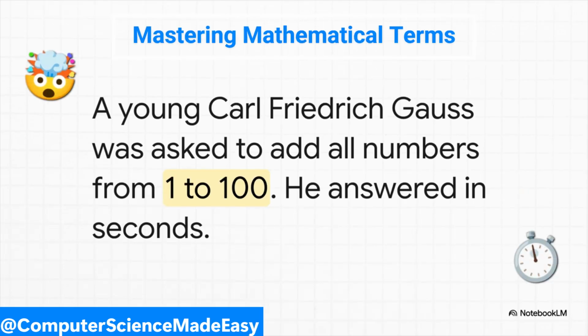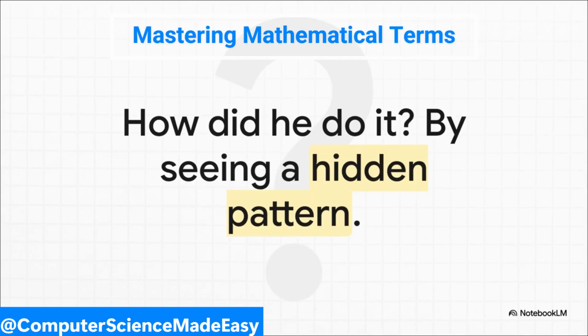Okay, so let me set the scene for you. It's a classic story, almost a legend in the math world. A teacher, probably just wanting a few minutes of peace and quiet, gives his class this impossible task. He tells them to add up every single number, all the way from 1 to 100. But then, this one young student, a kid named Carl Friedrich Gauss, pipes up with the answer almost instantly. We're talking seconds. So, how on earth did he do it?